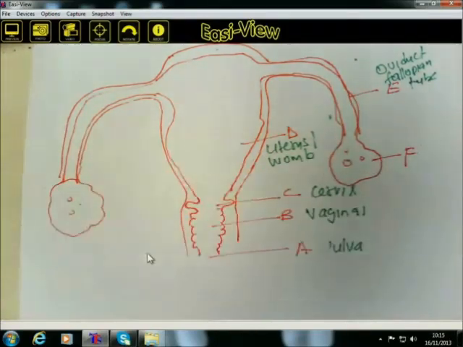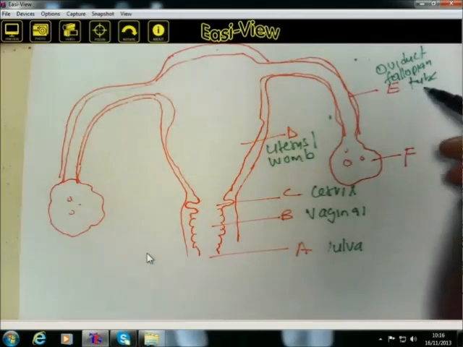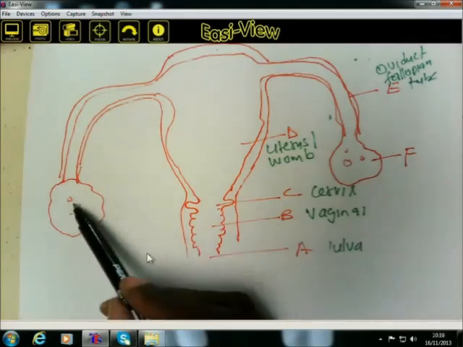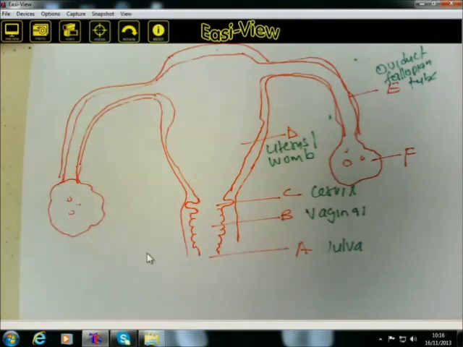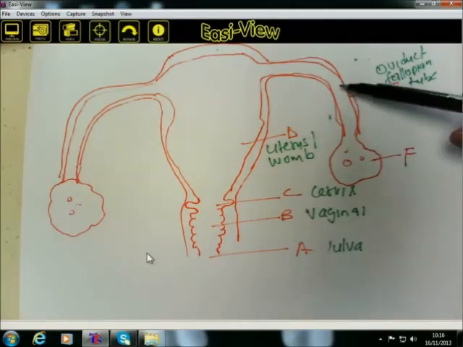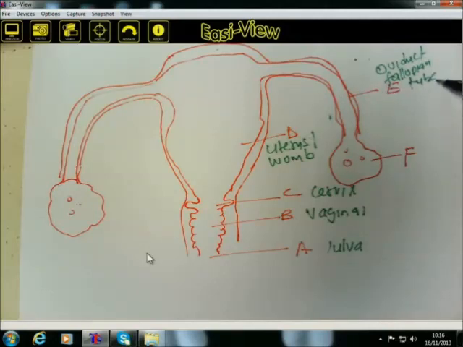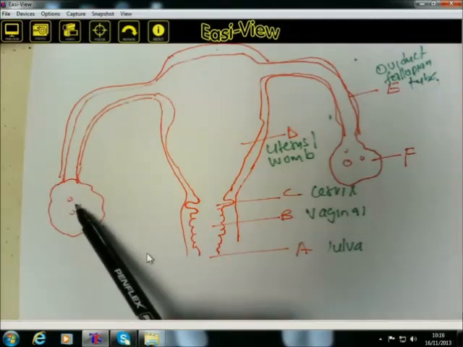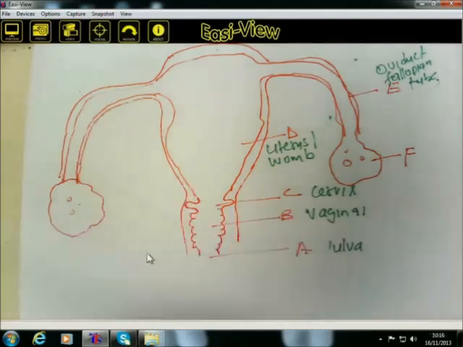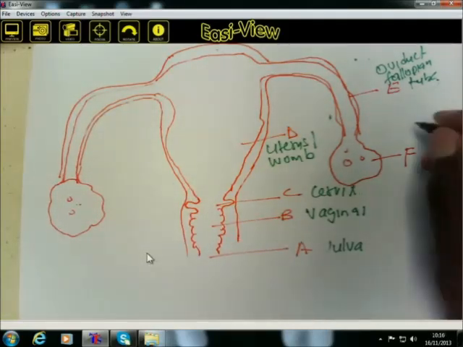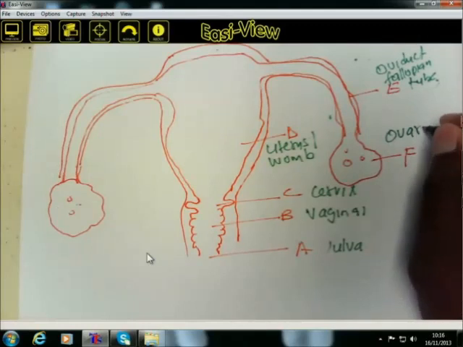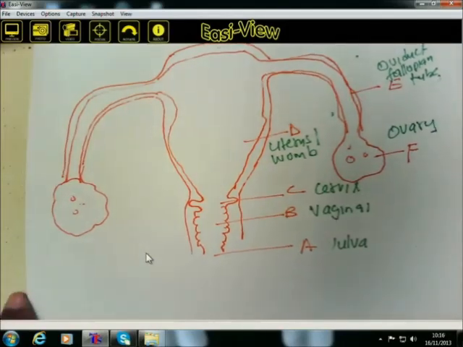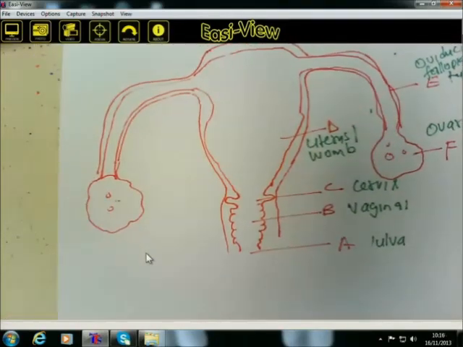Why are there two fallopian tubes? To ensure maximum fertilization. If one of these fallopian tubes is blocked, the egg can still be produced to the other. We can see that there are two ovaries. If the egg is produced from this ovary and it is blocked in the fallopian tube, the other ovary can still produce an egg and fertilization can still take place there. Then here we've got the part called ovary. So these are the main parts of the female reproductive system.